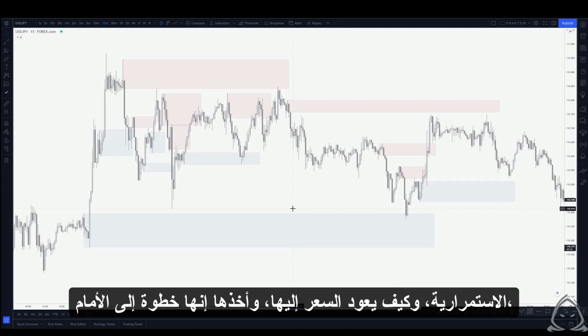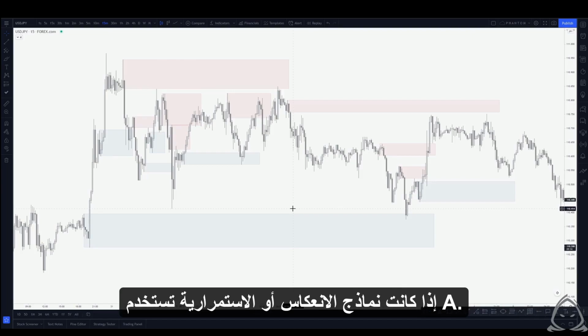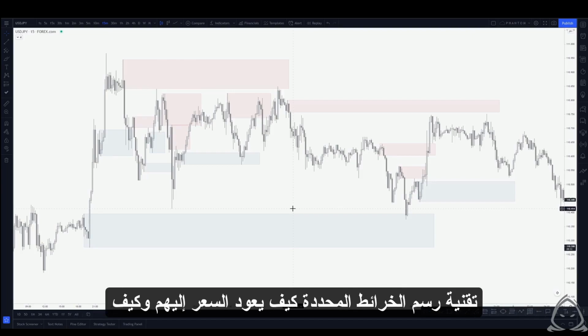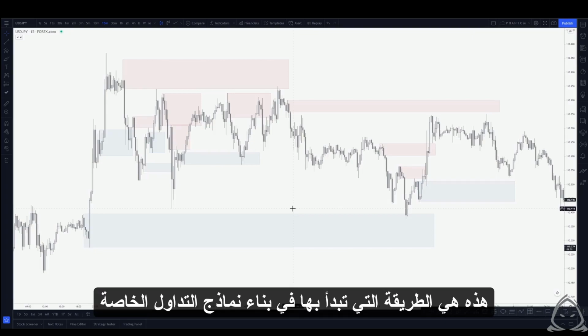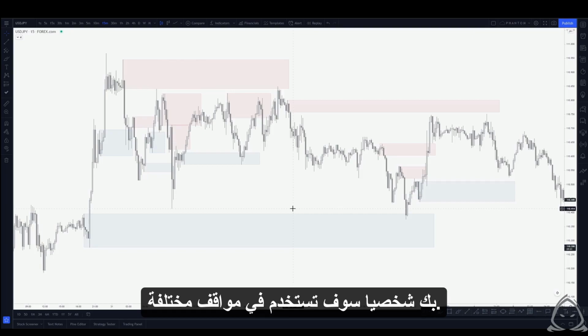And taking it a step further, if the reversal or continuation models are using a specific mapping technique, how is price returning to them, and how does price respect those particular elements? This is how you start to build your trading models that you personally will use in various situations.